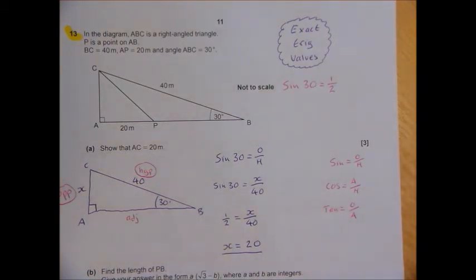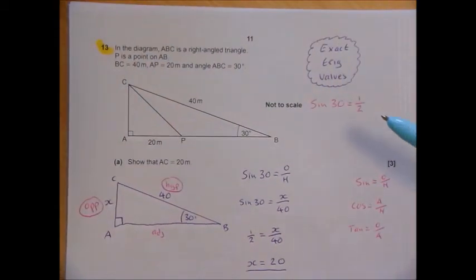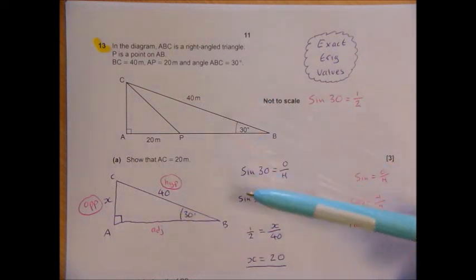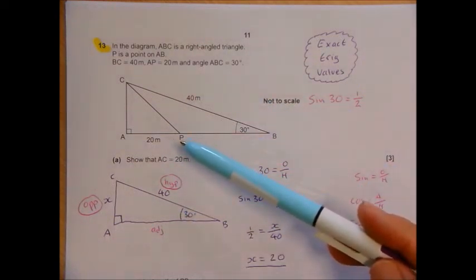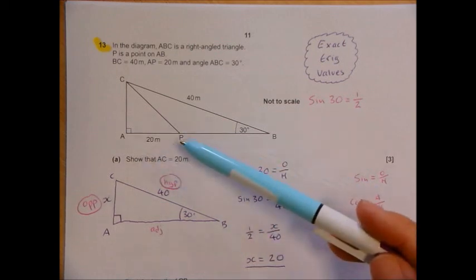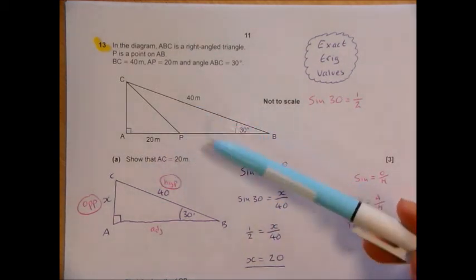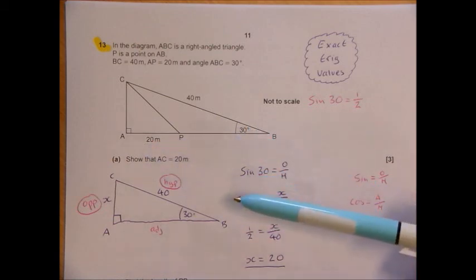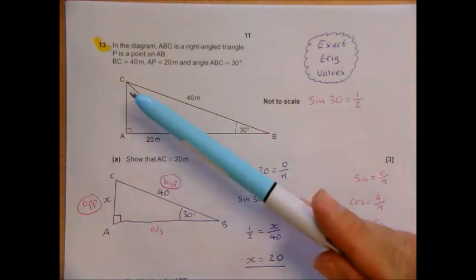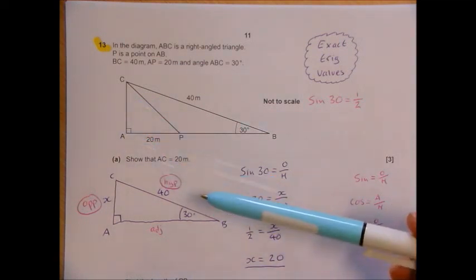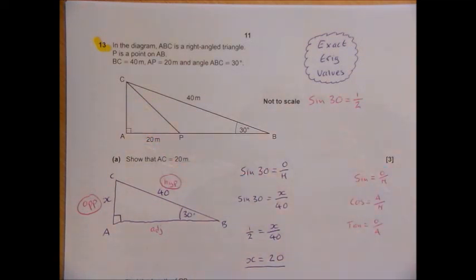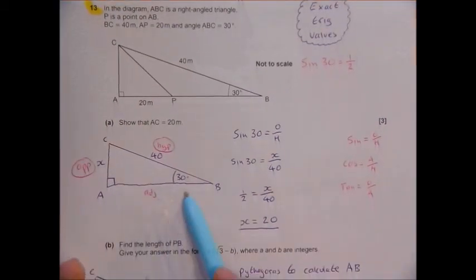Next one, question 13. In the diagram, ABC is a right-angled triangle. P is a point on AB, so that's, well, it's there, you can see it. And that's 40, and that's 20, and that's 30 degrees. Show that AC, that length there, sorry, is 20 meters. So it's actually given you the answer, but you've got to show how you got it, and you get 3 marks for it. Now, you can only really do this if you know your exact trig values, or how to find them out. I've done a little diagram down here, so let's have a look.